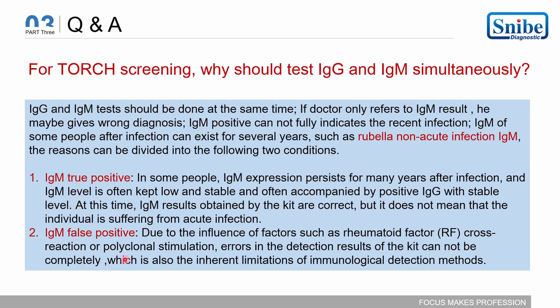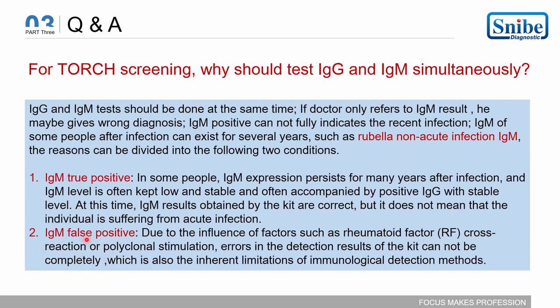In some cases, IgM false positives occur due to factors such as rheumatoid factors. They have a cross reaction with polyclonal stimulation, and the error in the detection of the kit cannot be completely eliminated, which is also an inherent limitation of immunological detection.